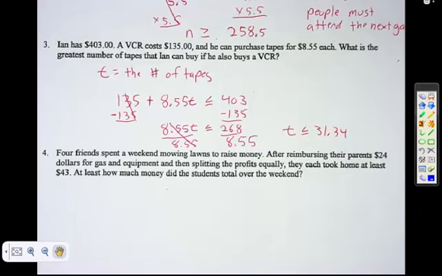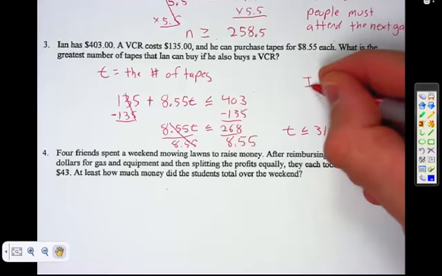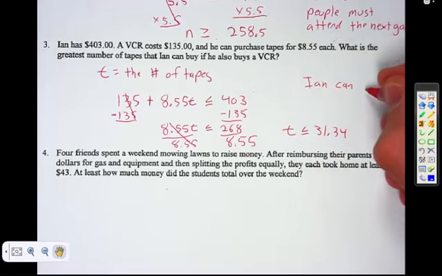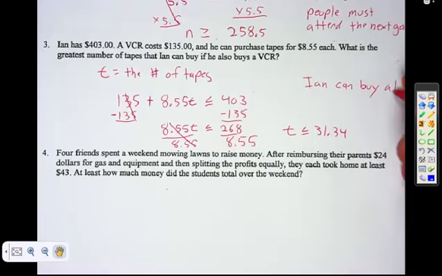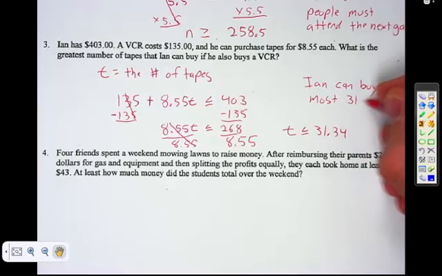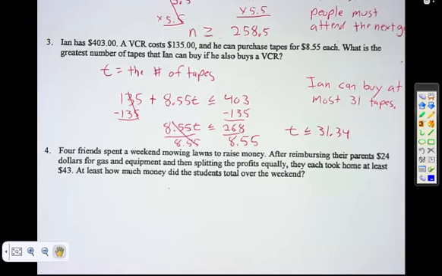And again, could you buy 0.34 of a tape? Nope, so we have to round down in this particular example because he doesn't have enough money, so Ian can buy at most 31 dinosaur-like VCR tapes.